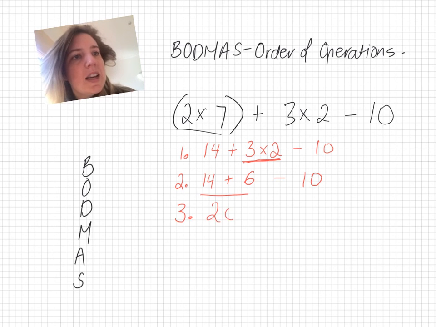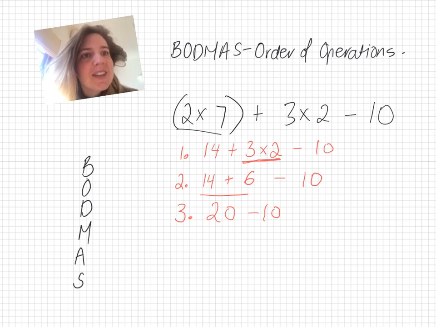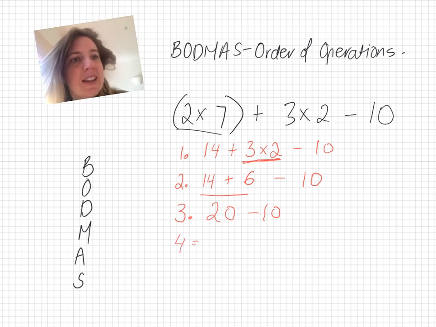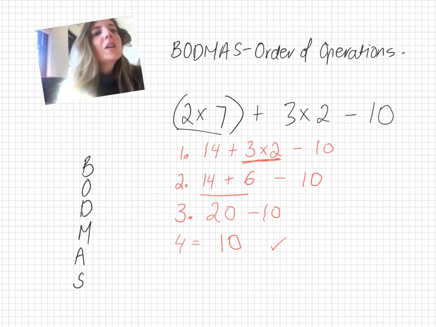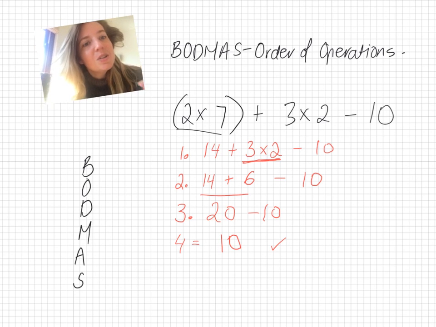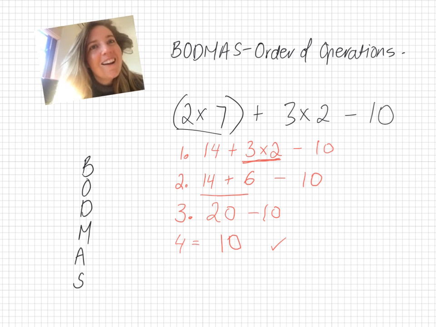So then 20, take away 10. I've almost finished my equation now. And my step 4 is finding out the answer. 20 take away 10 is 10. Okay. So guys, I broke down my equation into 4 different steps, and that's how I worked it out.